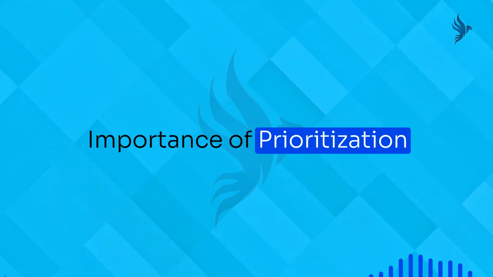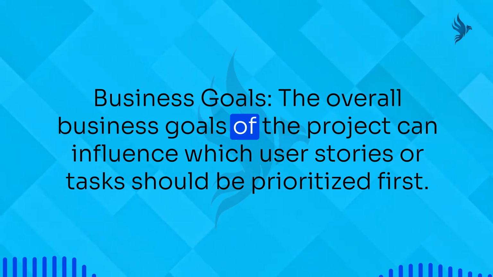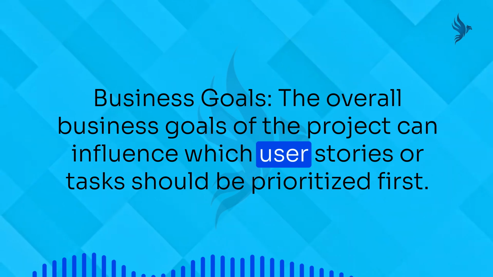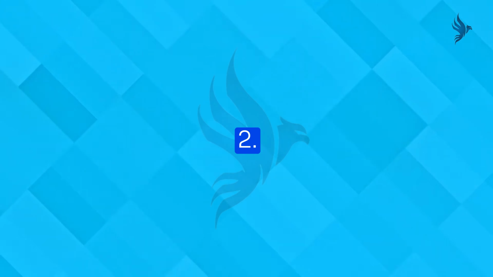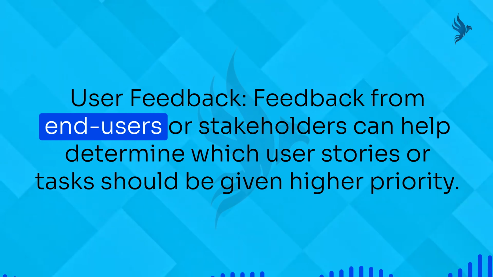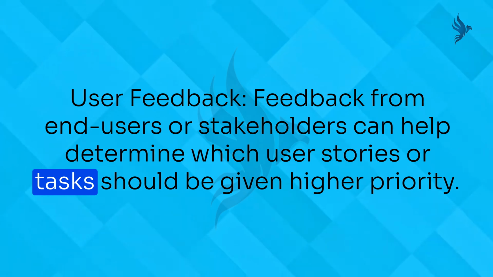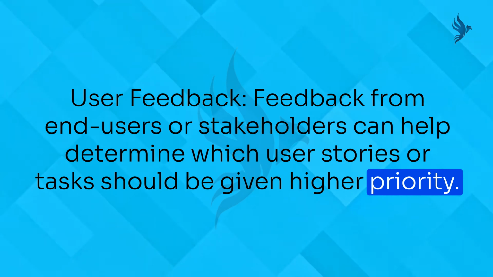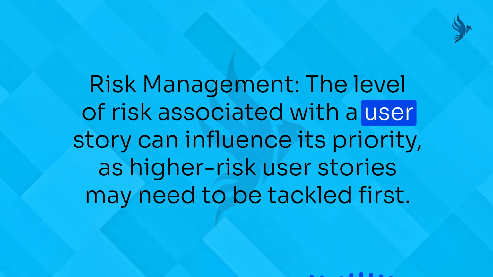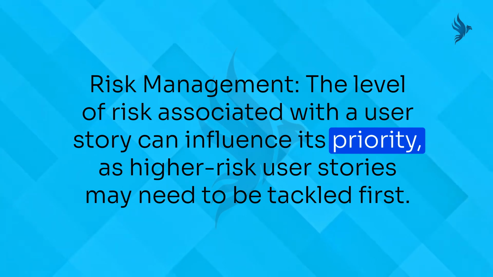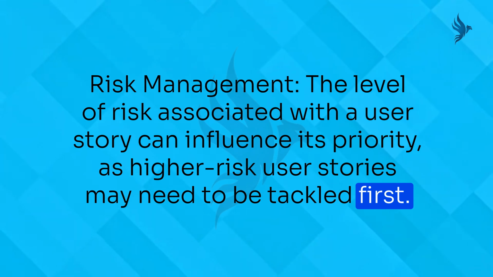Importance of prioritization. 1. Business goals. The overall business goals of the project can influence which user stories or tasks should be prioritized first. 2. User feedback. Feedback from end users or stakeholders can help determine which user stories or tasks should be given higher priority. 3. Risk management. The level of risk associated with a user story can influence its priority, as higher risk user stories may need to be tackled first.